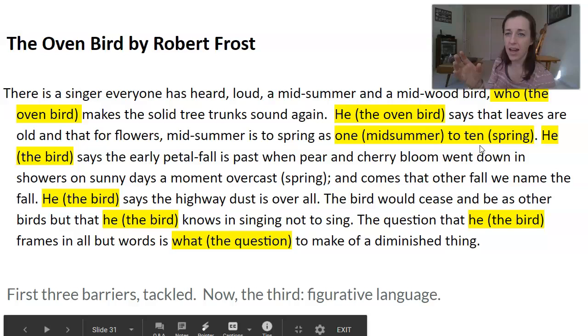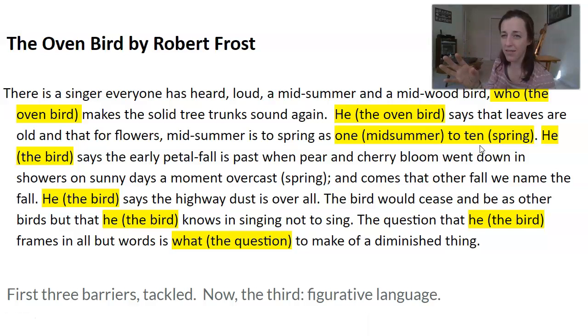I think that is worth a pronoun identification because it's unclear what noun it's referring to, but it's going back to midsummer, and then 10 is back to spring. So it's like an analogy. Midsummer is to spring as 1 is to 10. And that helps me understand meaning. He is saying that midsummer is nothing compared to what has just ended, spring.